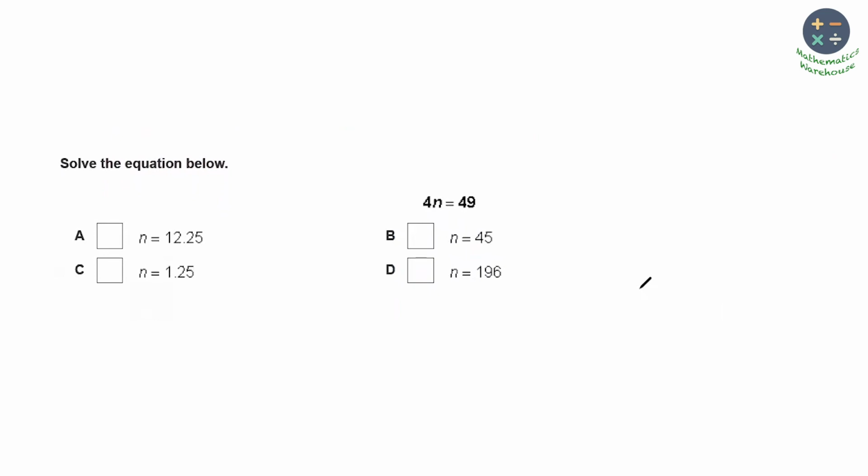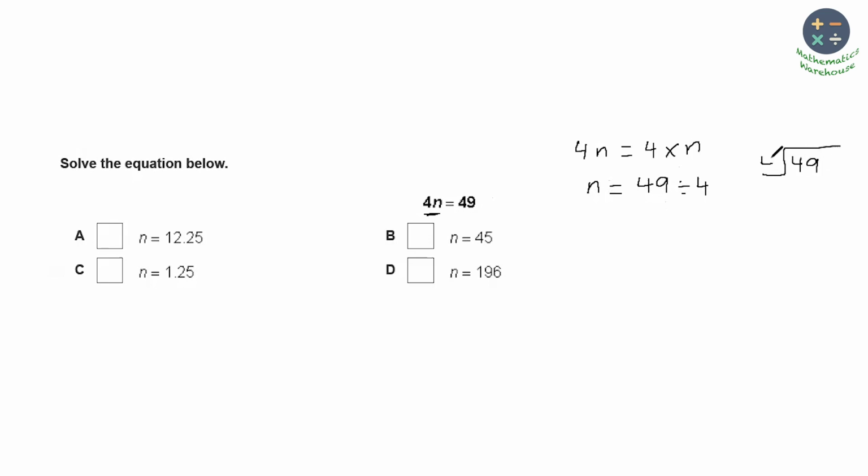Another question. Solve the equation below. 4n equals 49. Here the operation is multiplication, and we said the inverse operation of multiplication is division, because 4n means 4 times n. So we have to divide both sides by 4. So n equals 49 divided by 4. We can use long division to find the quotient.